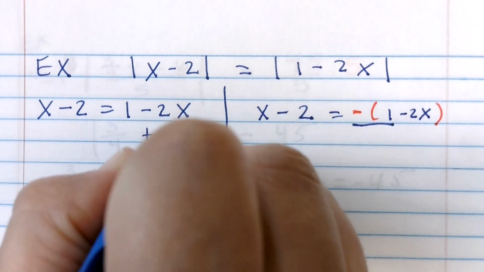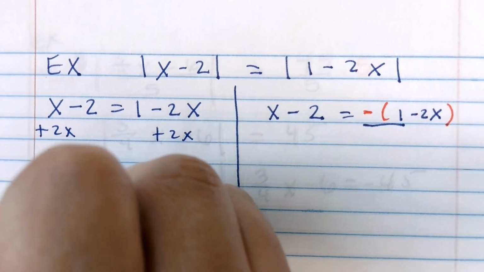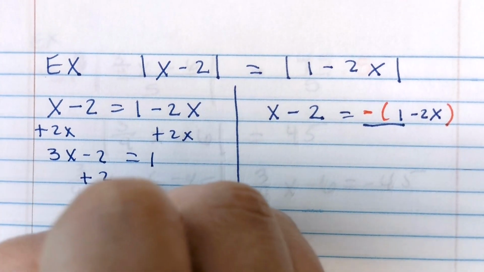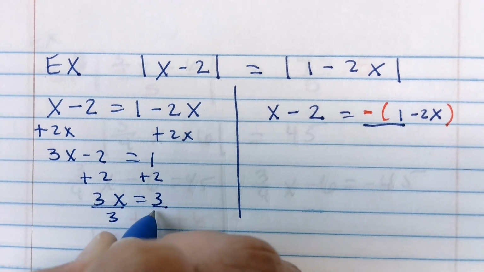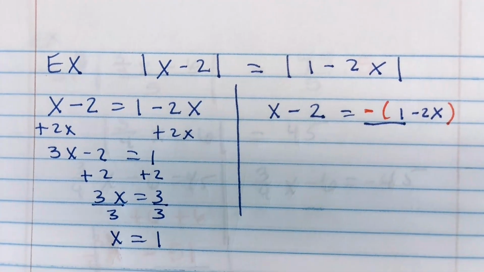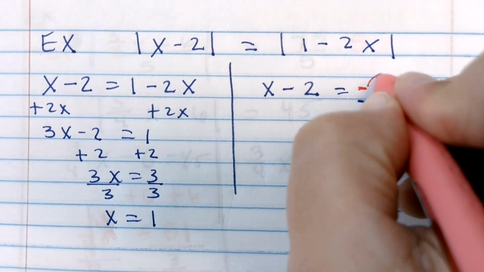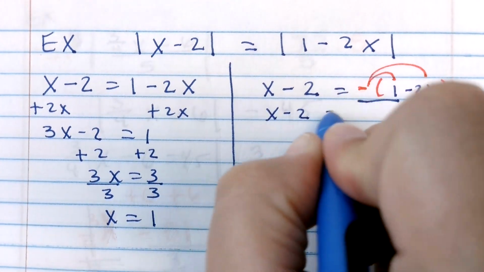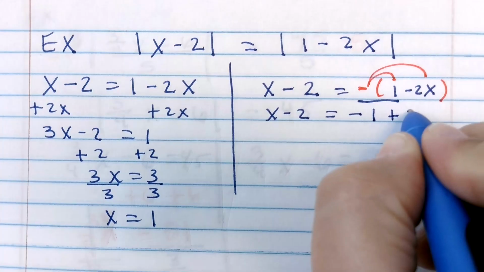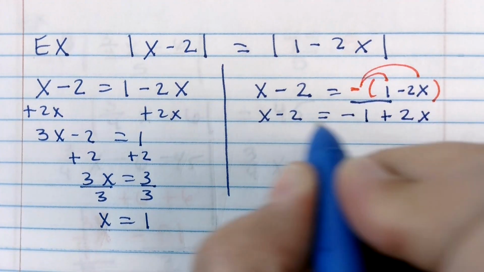Going to add 2x to both sides to give me 3x minus 2 equals 1. Add 2. 3x equals 3. Divide by 3. X equals 1. On this side, on the right-hand side, I'm going to multiply and distribute this negative 1 out first. So we have x minus 2 equals negative 1 plus 2x. And then you can start to solve.